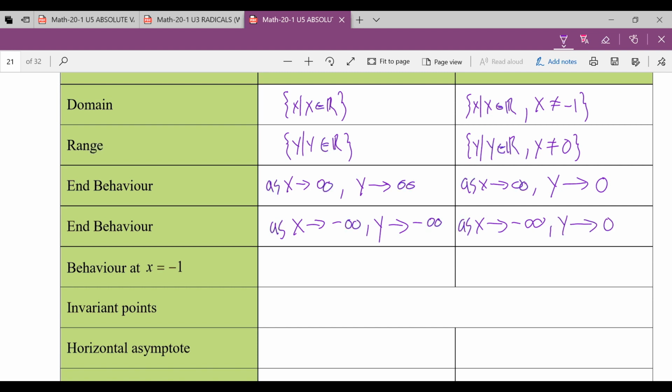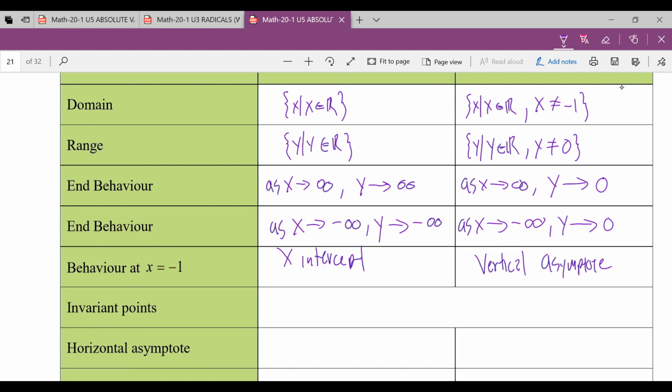What's the behavior of these two graphs at x equals -1? Well, at x equals -1 for f of x, you get an x-intercept. And for the reciprocal, you get a vertical asymptote.